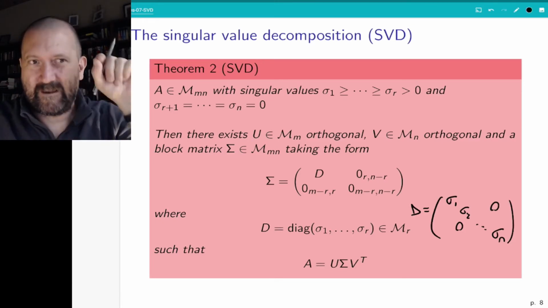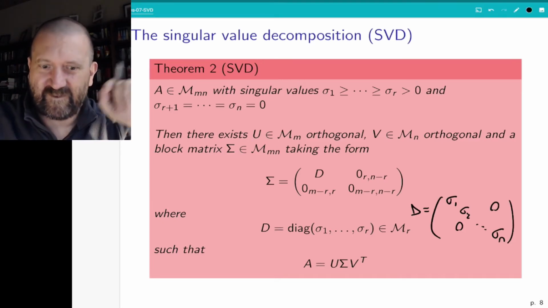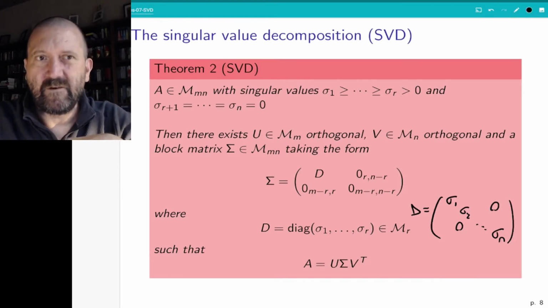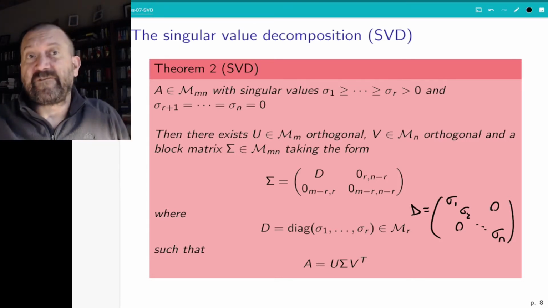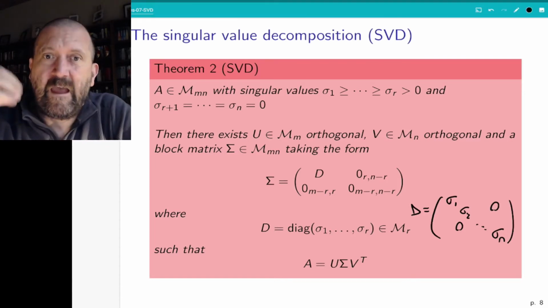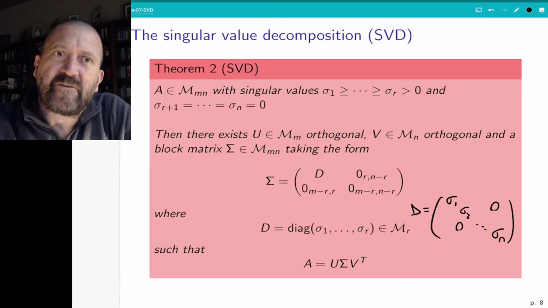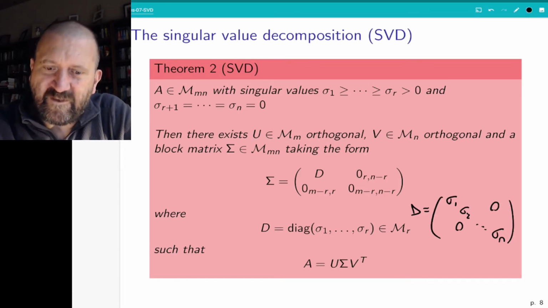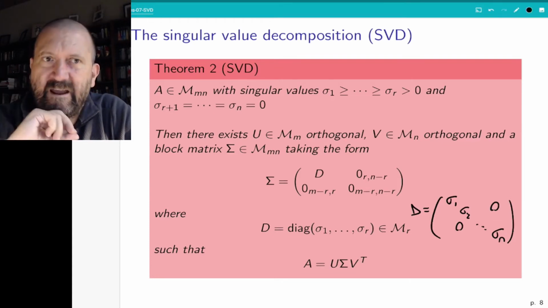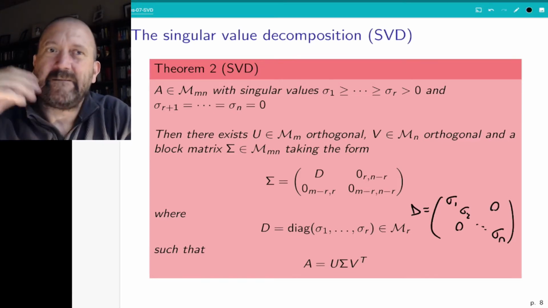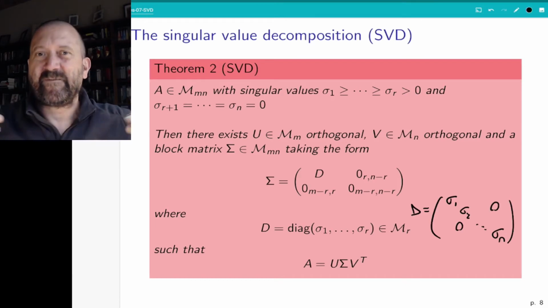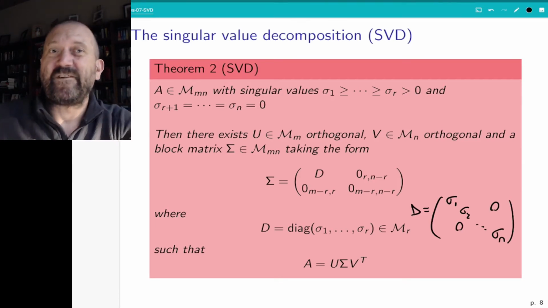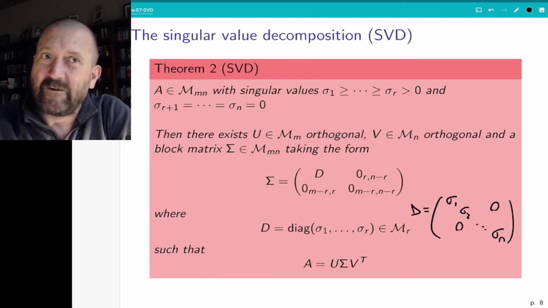Okay, so that's why I have these indices here for 0, because here the size is important. Okay, so this is a decomposition theorem. It tells us that for any matrix of size Mn with singular values ordered that way, I can find three matrices that have the announced shape and that allow me to write A as this factorization. It's another factorization of the matrix A. It allows me to write A in a different form.